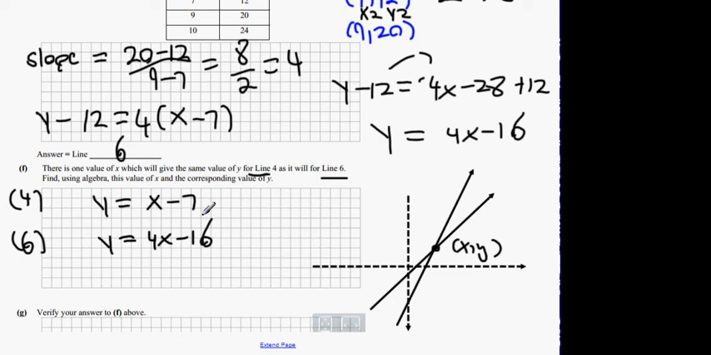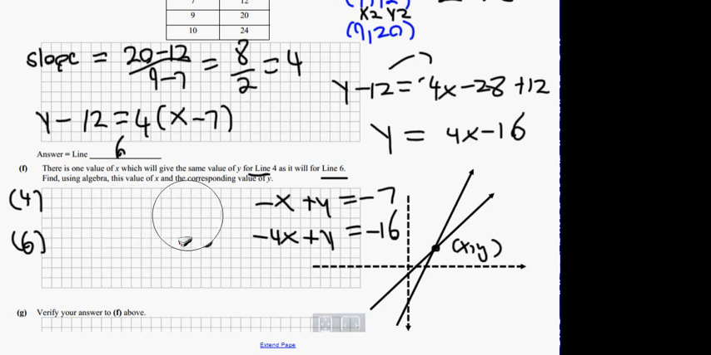Now look at this, guys. We're going to do a simultaneous equation. So we'll bring the x over the other side. We're going to get minus x plus y equals minus 7. And then we're going to get minus 4x plus y equals minus 16. Which letter should I get rid of? Do you remember simultaneous equations? y. We can get rid of y. How do you get rid of y? Multiply either one of them by minus 1. I'll multiply the bottom one by minus 1.